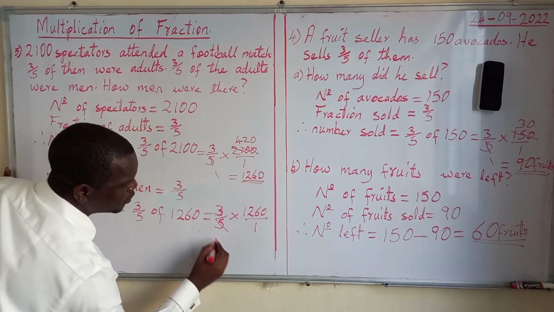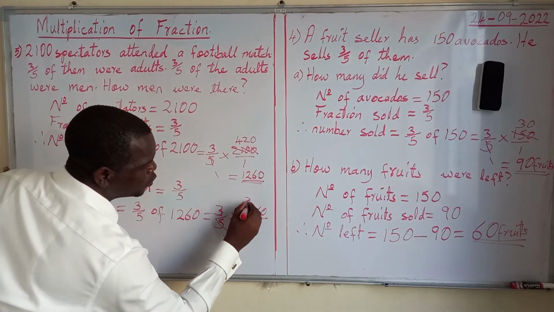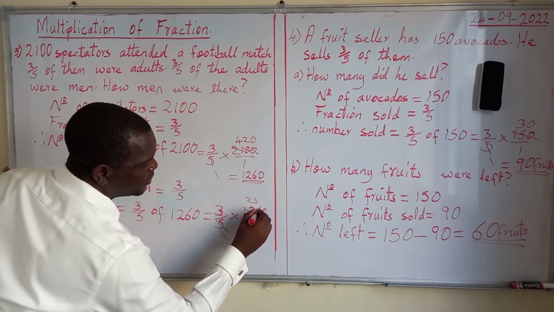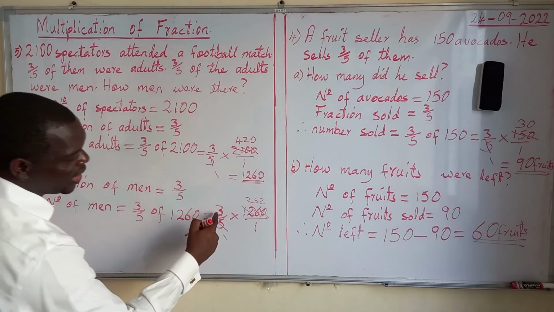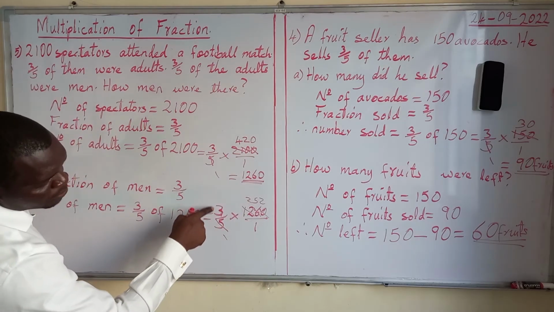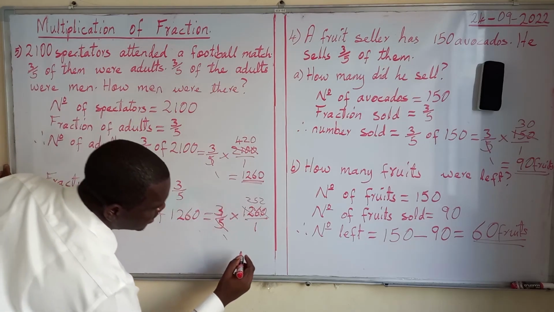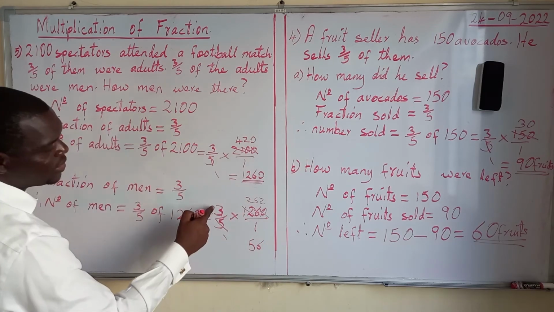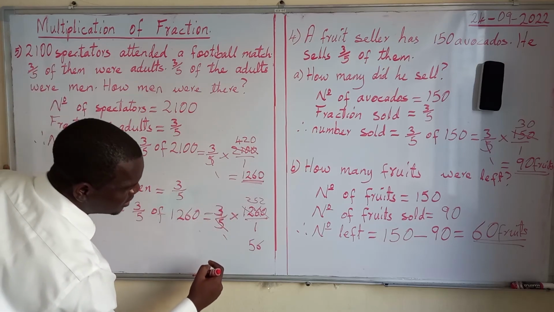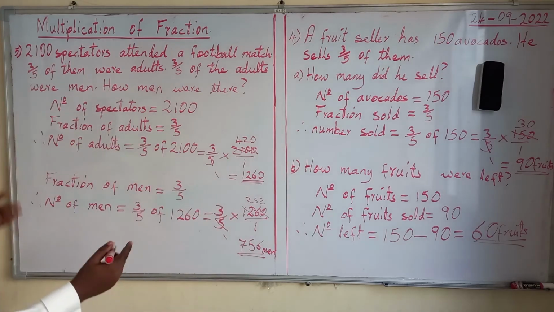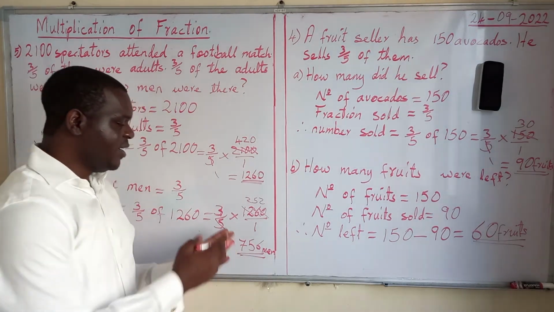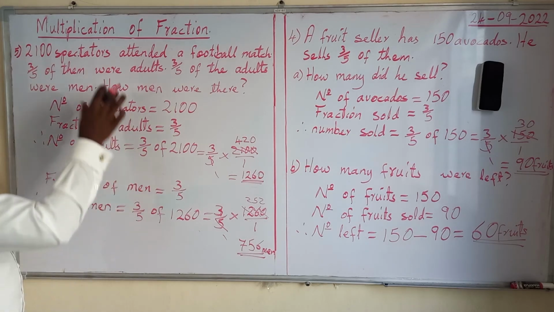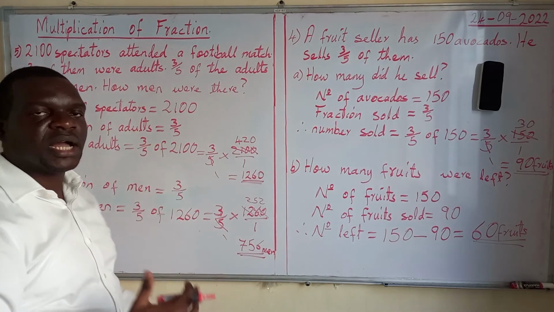1,260/1. 5 into 1, 1 time. 5 into 12, 2 times, remainder 2. 5 into 26, 5 times, remainder 1. 5 into 10, 2 times. So here we have 252. We can multiply across. 3 times 2 is 6. 3 times 5 is 15, write 5 and carry 1. 3 times 2 is 6 again, plus 1, 7. So the number of men were 756.